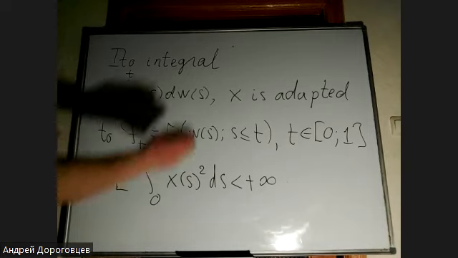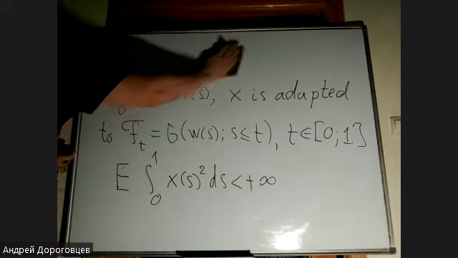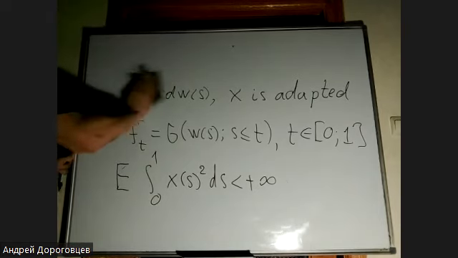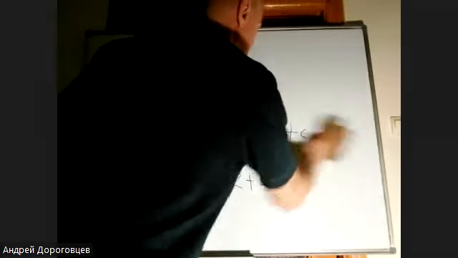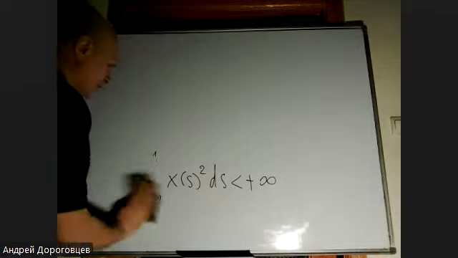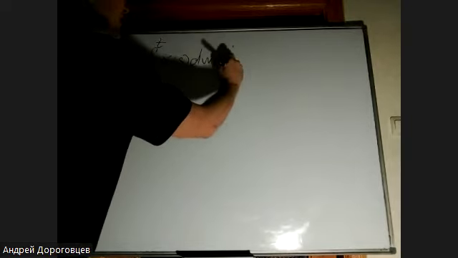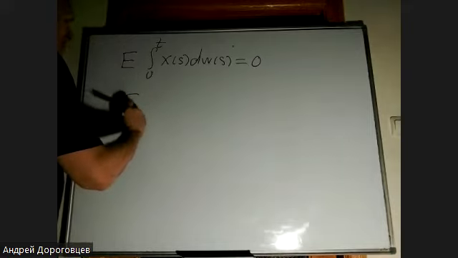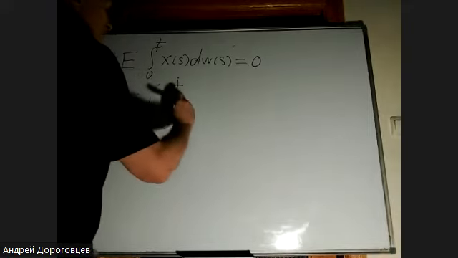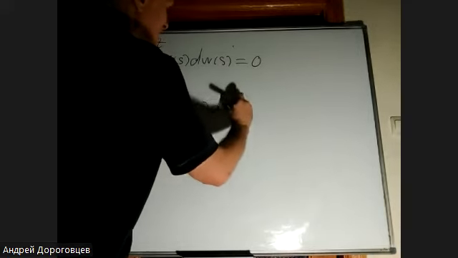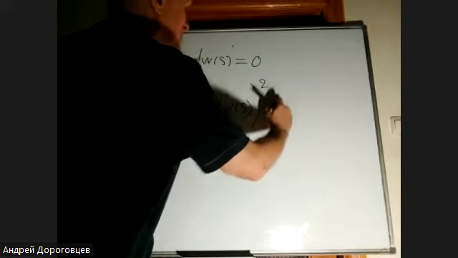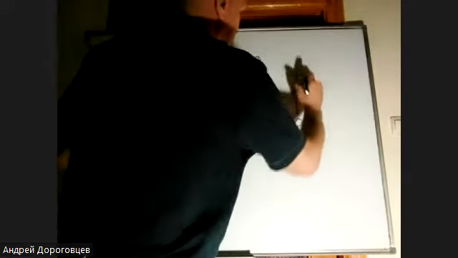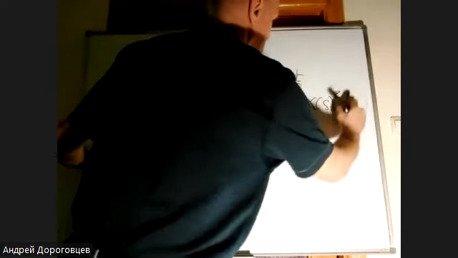We recall just a few of them which are necessary for our considerations. So we know that the expectation of the integral from 0 to t of X(s) dW(s) is equal to 0. The expectation of the square of this integral is equal to the expectation of the integral from 0 to t of X(s) squared ds.